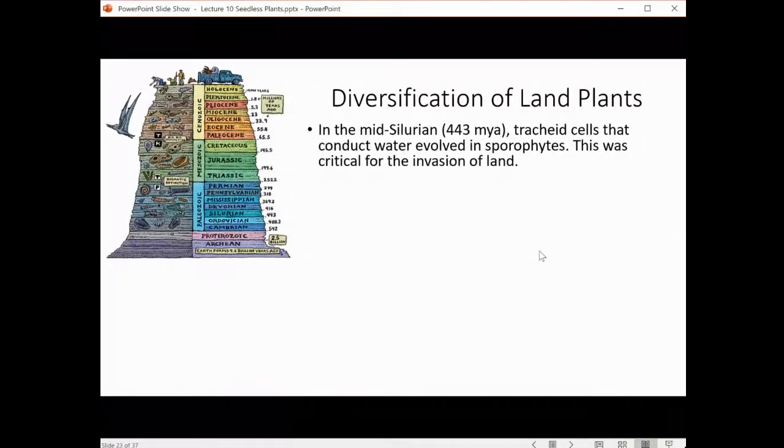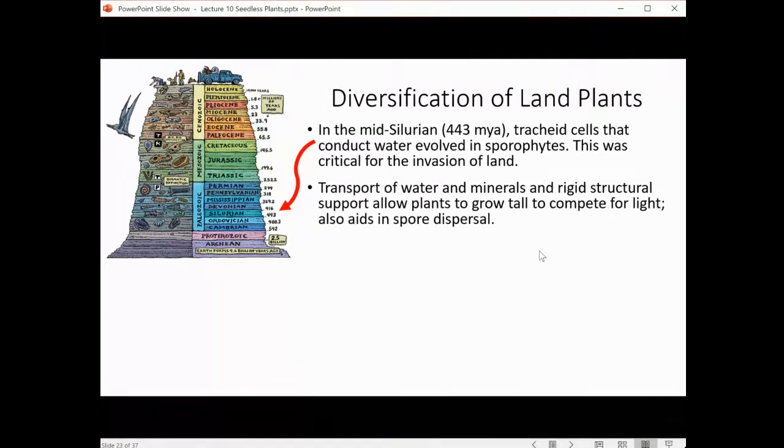Okay, so let's talk about that diversification. You saw this figure in a previous lecture, and I'm bringing it back so that we can keep comparing apples to apples, oranges to oranges. Let's talk about the mid-Silurian, about 443 million years ago. That's when the types of cells capable of conducting water began evolving, and that was critical for the invasion of true land plants. If we're standing at the top of this pile, here's the Silurian, back 443 million years ago.